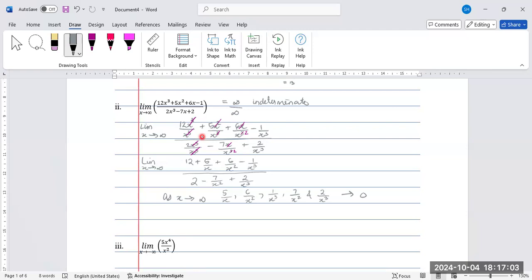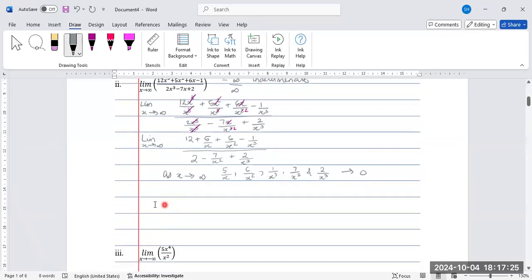Is it a problem if I leave off the negative of the 1 over x cubed? The negative sign doesn't matter. I don't have the negative sign right here because it doesn't matter really what the signs are there. I'm going to show you why. That's not where it matters. Where it matters is here.